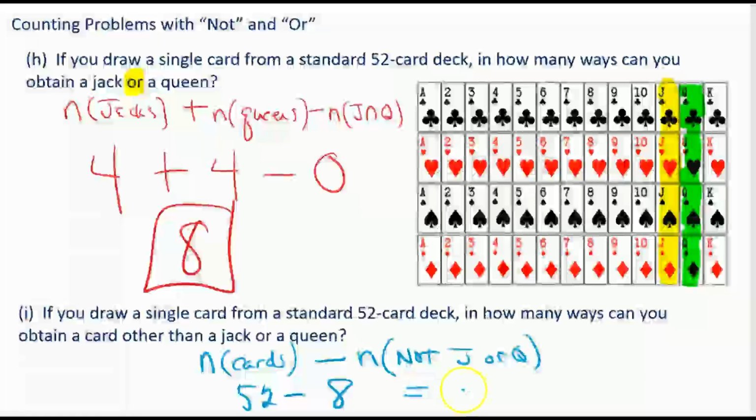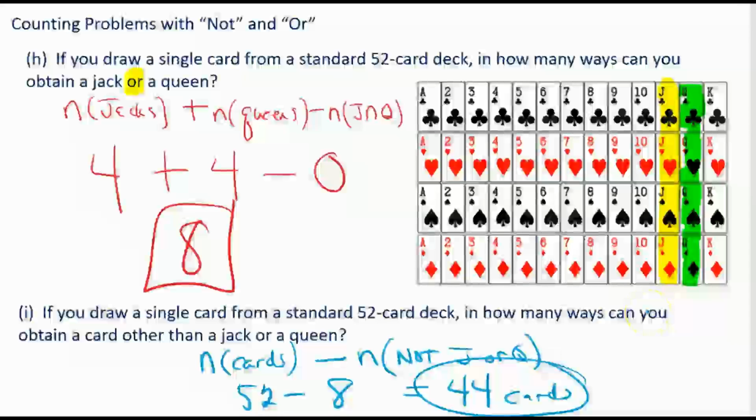And of course 52 subtract 8 is going to give us 44 cards. Now if you wanted to count the 44 cards that are not highlighted, you certainly could do that. But it's easier to find the complement and just subtract that from the total number of outcomes that you have.